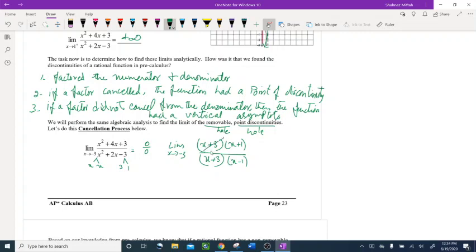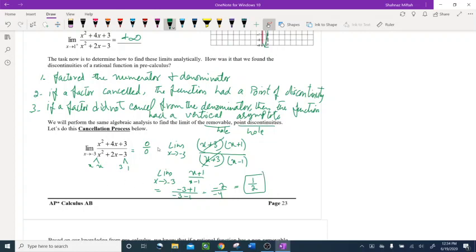Now, if you see, I'm canceling x plus 3, x plus 3. Okay, so what is left? Limit x approaches -3, I got x plus 1 and I got x minus 1. Plug in that -3 one more time. So that would be -3 plus 1, -3 minus 1, which will give me -2 over -4. And the answer is positive half.